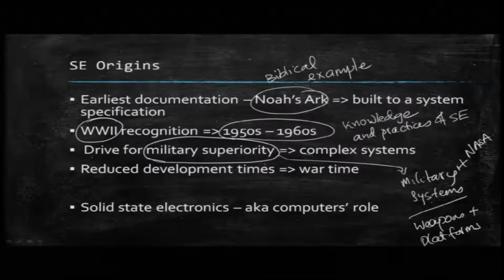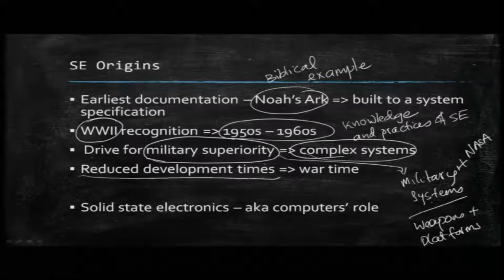So we say that all of the complex systems that are associated with the military were developed through systems engineering. One of the aspects that also drove systems engineering big time was that at the time of war, you don't have the luxury of time, because if your adversary comes up with an efficient product or a weapon, then your chances of winning the war diminish significantly. Hence, the time to develop the product was also a big criterion.